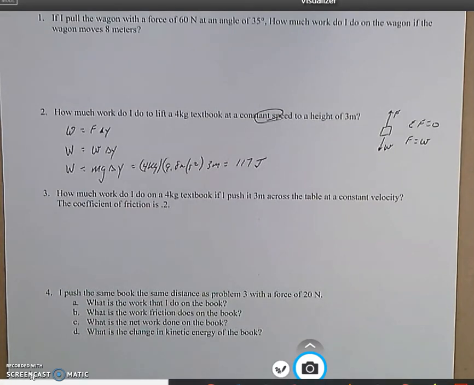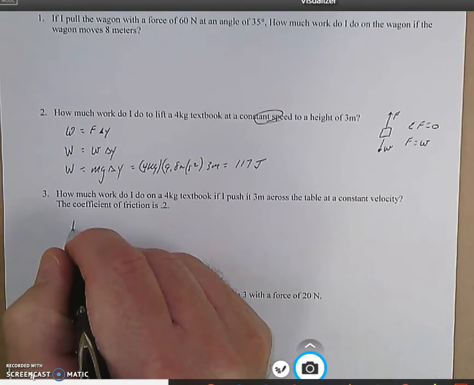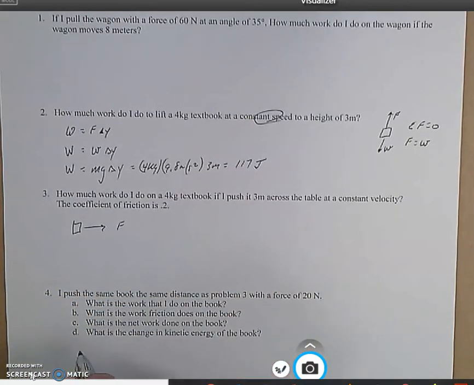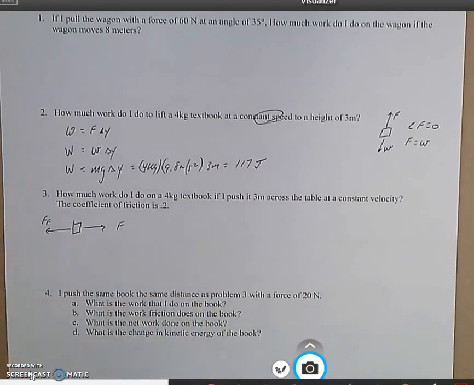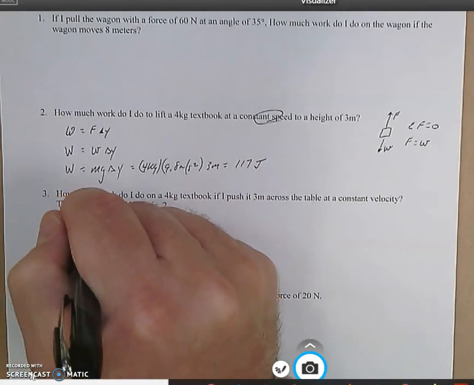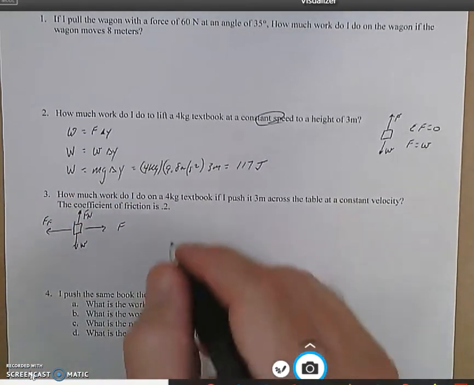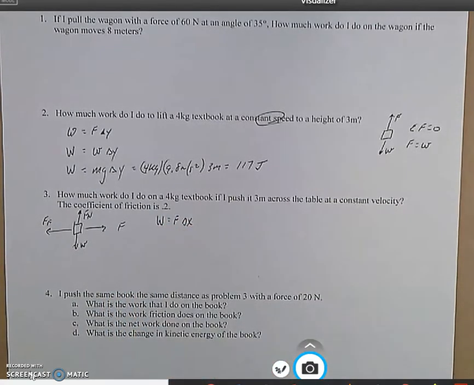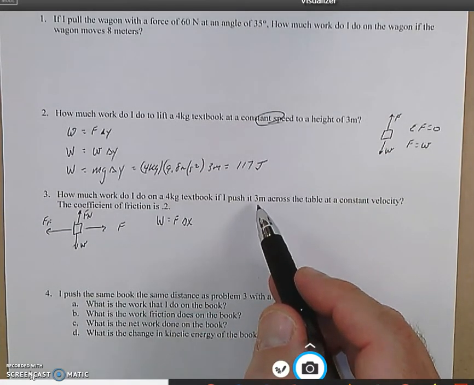Okay, how much work did I do on the 4 kilogram textbook, question 3, if I push it 3 meters across the table? Well, again, my force diagram would lead me to say, okay, here's this textbook. I'm pushing with some force F. There's clearly friction because it references the coefficient of friction, so there's a friction force in the opposite direction. There's also a normal force and a weight force. How much work do I do? Well, again, work is equal to my force times delta x. We've got a reference of delta x. It's 3 meters across the table.